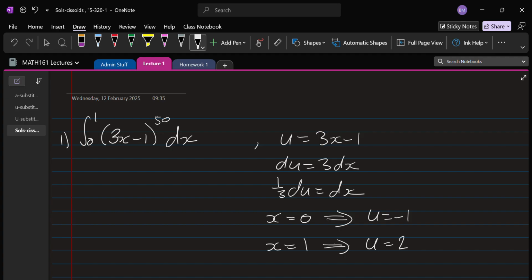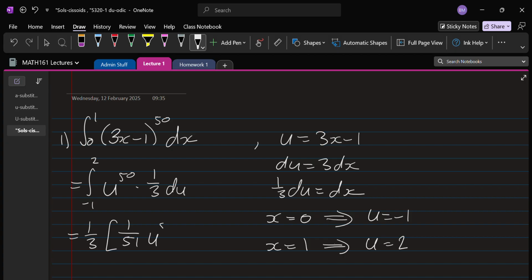Remember the order. So x equals 0, that was the lower bound, so u equals minus 1 is the new lower bound. x equals 1, that was the old upper bound, u equals 2 is the new upper bound. Don't swap them when you're rewriting. So that's the integral from minus 1 to 2, 3x minus 1, that's going to be u, and then the dx, that was the 1/3 du. So we have 1/3 on the outside.